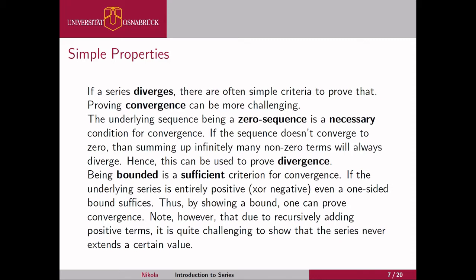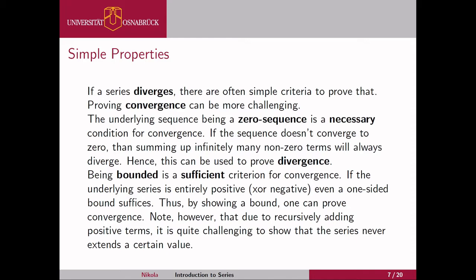And the second property I wanted to go over is boundedness. We already talked about this last week. Boundedness is a sufficient criterion for convergence. So if we have an entirely positive or negative underlying sequence, even a one-sided bound suffices.